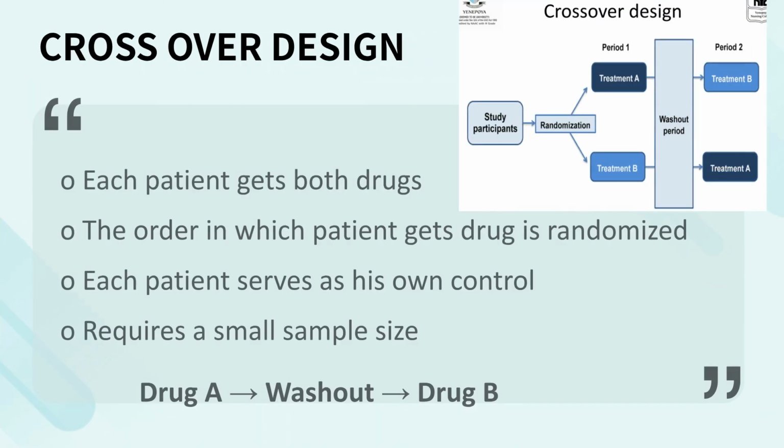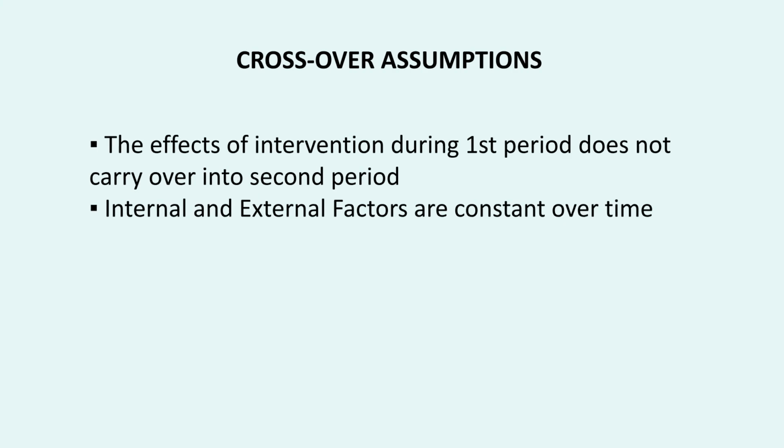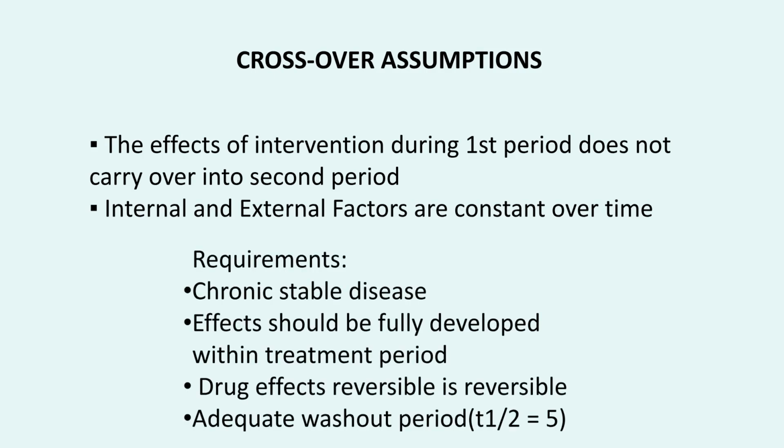This design allows for simultaneous assessment against both a baseline and a standard treatment. Next design, a crossover design, in which each patient receives both drugs, and the order of administration is randomized. This design is advantageous as each patient serves as their own control, requiring a smaller sample size. Crossover studies assume the effect of the intervention from the first period does not carry over into the second period, meaning the treatment given in the first phase should not continue affecting the patient in the second phase. That is why there is a washout period.